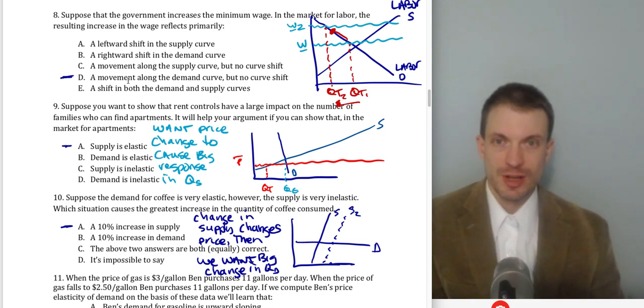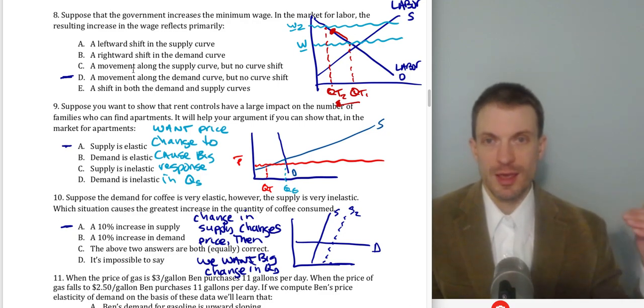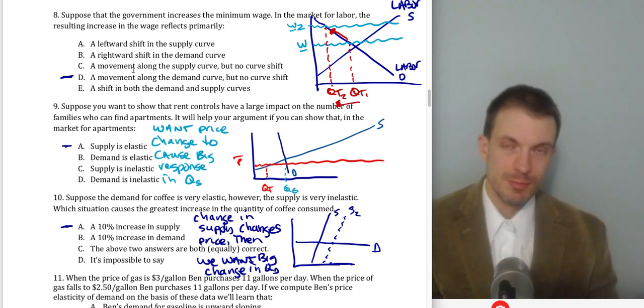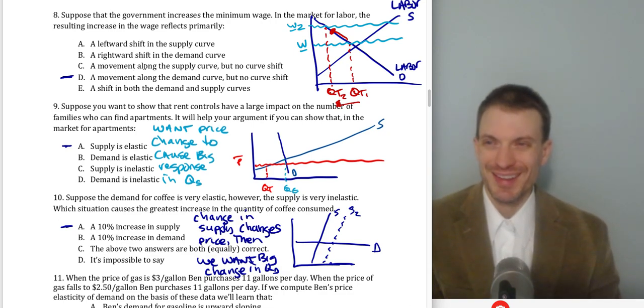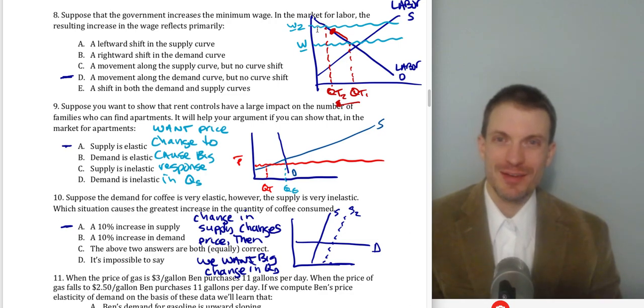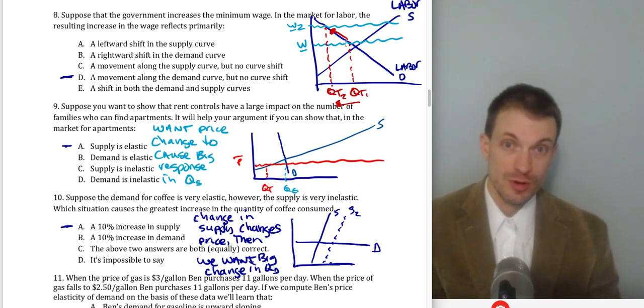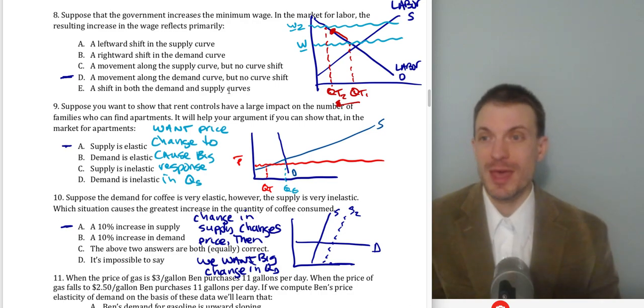The minimum wage is going to be a binding price floor if it's above the equilibrium, which means we're going to get a larger quantity supplied than quantity demanded. It's going to be a surplus. We call it surplus unemployment. But what's going to end up happening is that the quantity traded is going to be where the minimum wage is. So the actual quantity of workers employed is going to go from QT1 to QT2. That's a movement up and along the demand curve. And so it's got to be D.